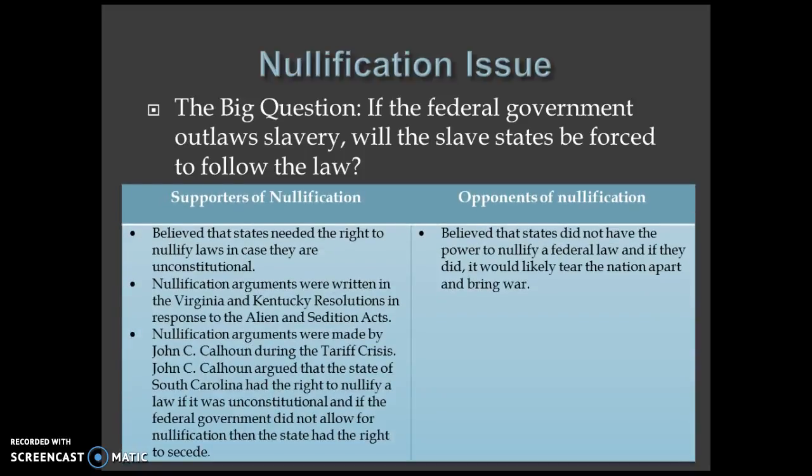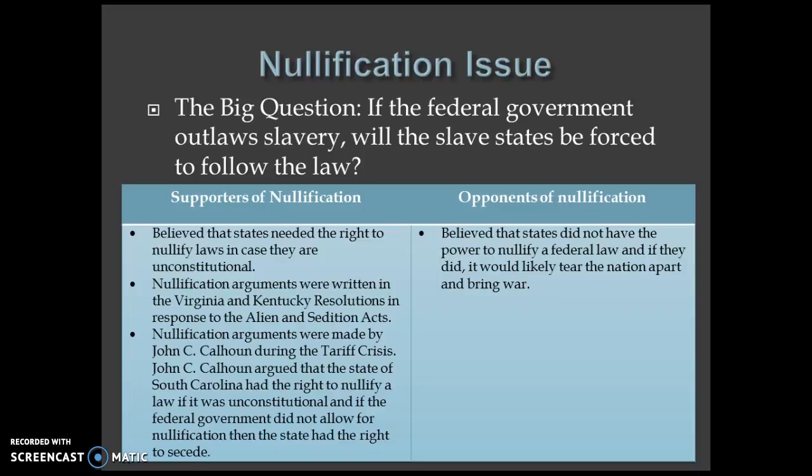Well, there are opinions on both sides of the aisle here. The supporters of nullification are going to be the South. So the South is all about states' rights. They're all about nullification because they're scared of what might happen if the federal government starts passing laws to outlaw slavery. So Southerners that support nullification believe that states need the right to nullify laws in case they're unconstitutional. They believe this is a way to protect their rights. If the government overreaches with its power and passes laws that are unconstitutional, the states need to be able to say, no, we're not going to follow this law because it's against the Constitution. Now, really, that's just a justification for them to keep their slaves, but that was their constitutional argument.